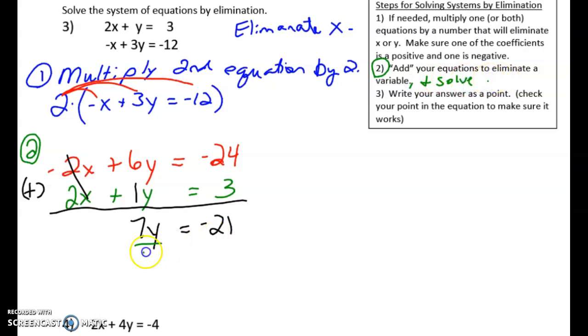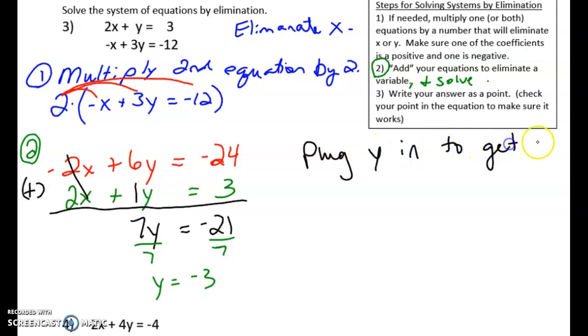Okay, so we can divide by 7. So we get y equals -3. Okay, and we actually need to plug that back in to see what the x would be. So plug y in to get your x. And we do this the same way that we did the substitution. It's just that first step that's different.